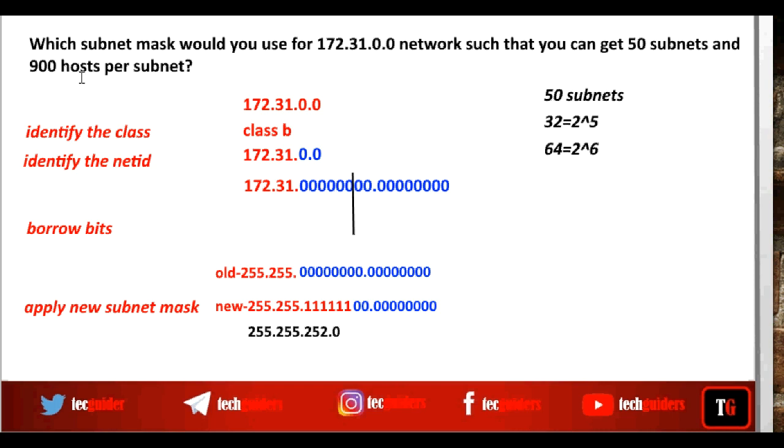Now, let's see how many hosts can be addressed within each subnet, because here the organization should support 900 hosts within each subnet. The number of hosts that can be addressed within each subnet is 2 power 10 minus 2. The total number of IP addresses available is 2 power 10. Among them, one address is used as the network address and one address is used as the directed broadcast address. So the number of host addresses available is 2 power 10 minus 2.